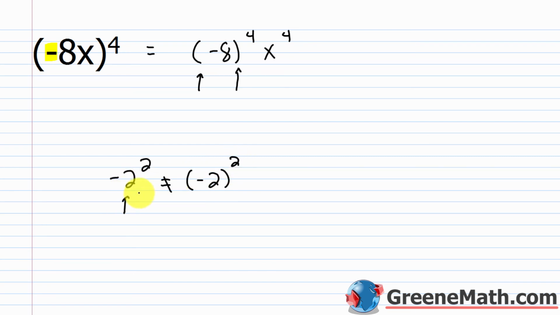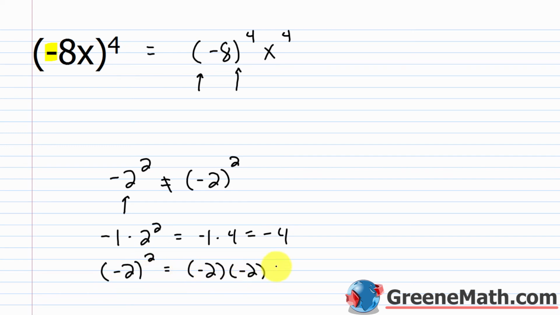This right here is basically saying I have the opposite of 2 squared. So it's kind of like negative 1 times 2 squared, which is negative 1 times 4, or negative 4. If I have negative 2 inside of parentheses squared, this is saying I have negative 2 times negative 2, which equals positive 4. So pay close attention to that, especially when we get into algebra, because you're going to be expected to know this, and most teachers are not really going to cover that again. They expect you to kind of remember that from pre-algebra.